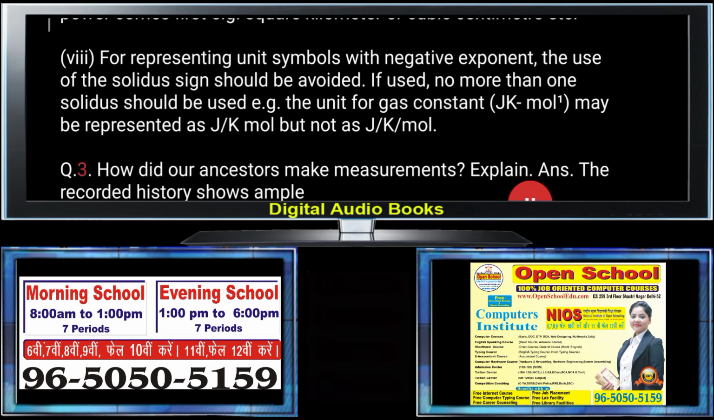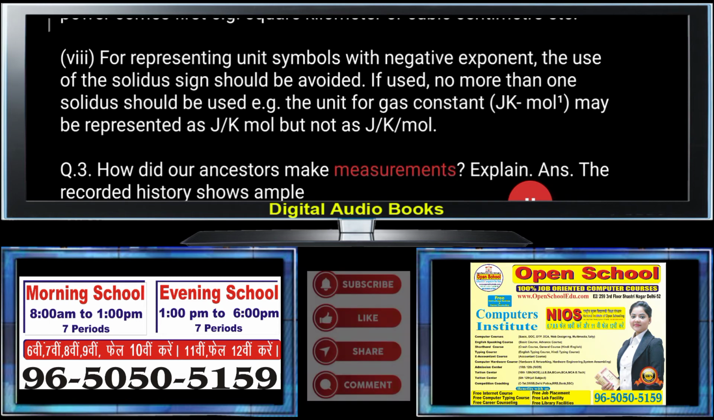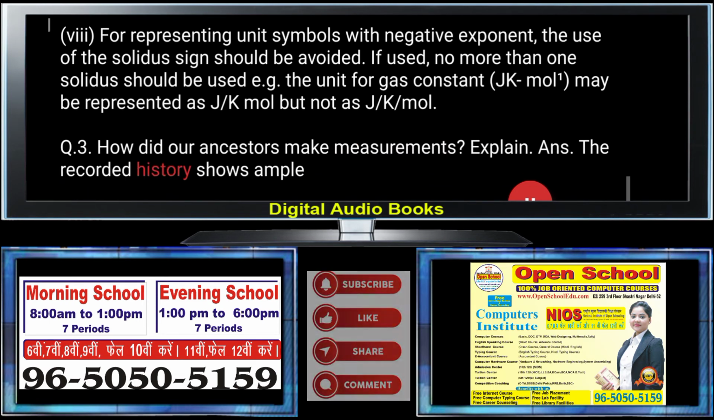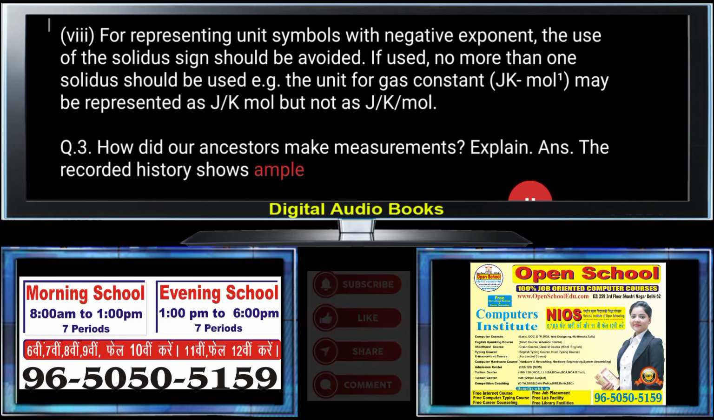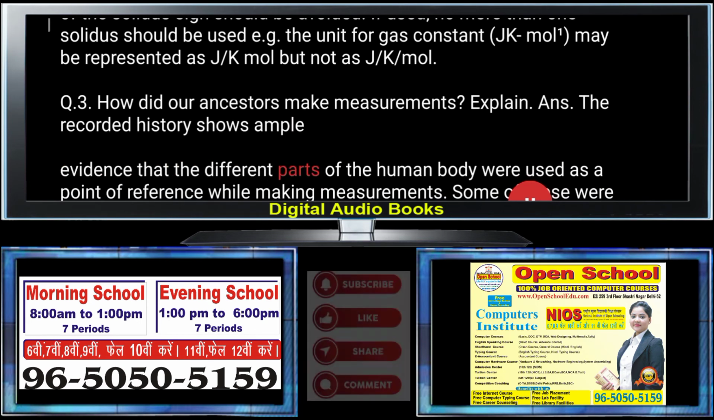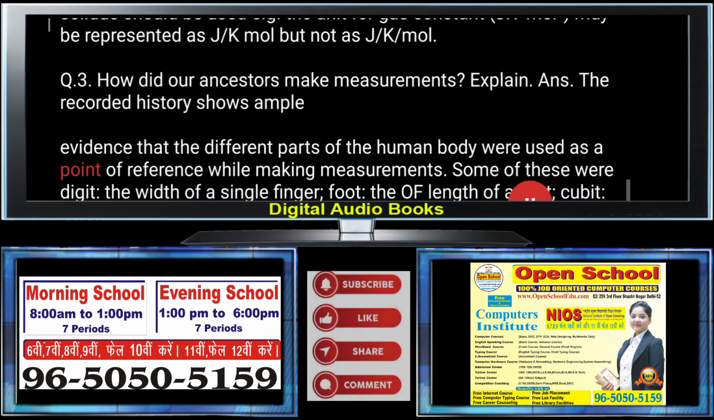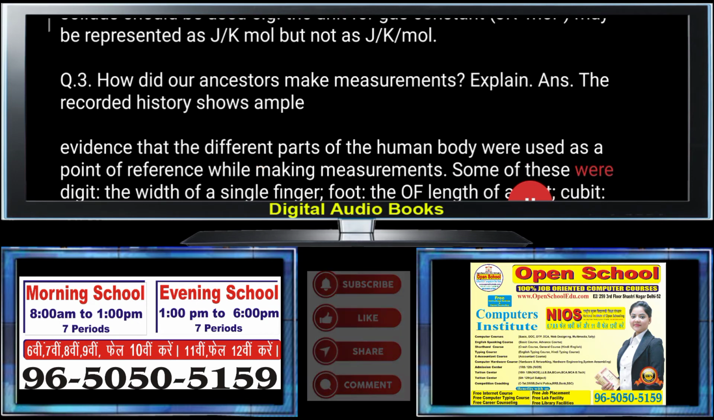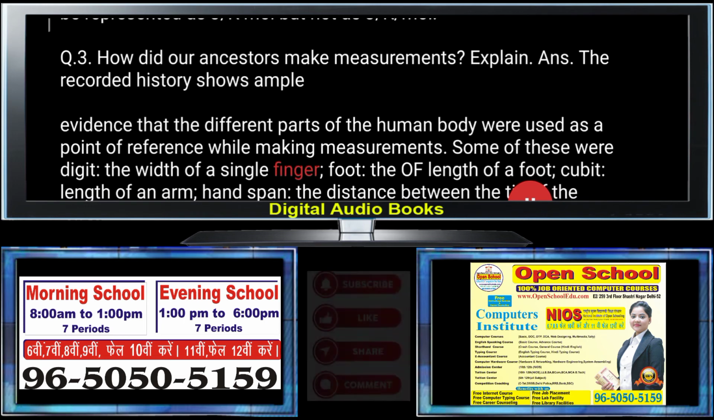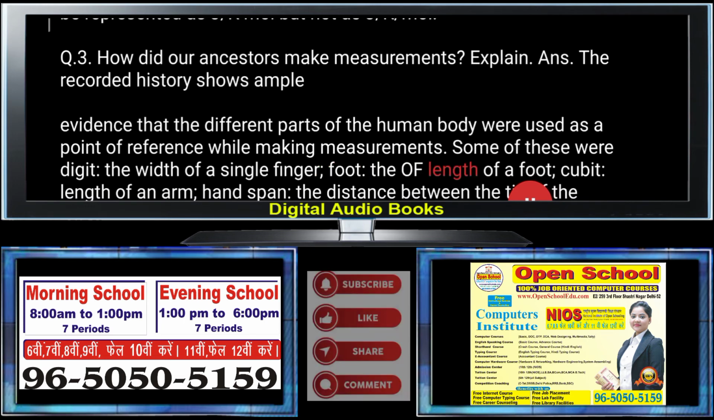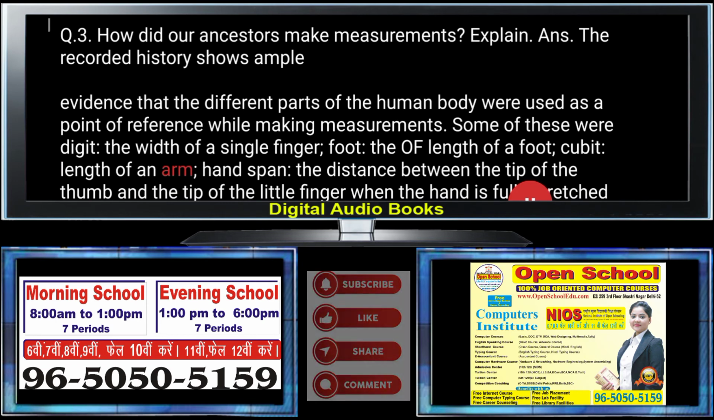Q. 3. How did our ancestors make measurements? Explain. Ans. The recorded history shows ample evidence that different parts of the human body were used as a point of reference while making measurements. Some of these were digit, the width of a single finger; foot, the length of a foot; cubit, the length of an arm.